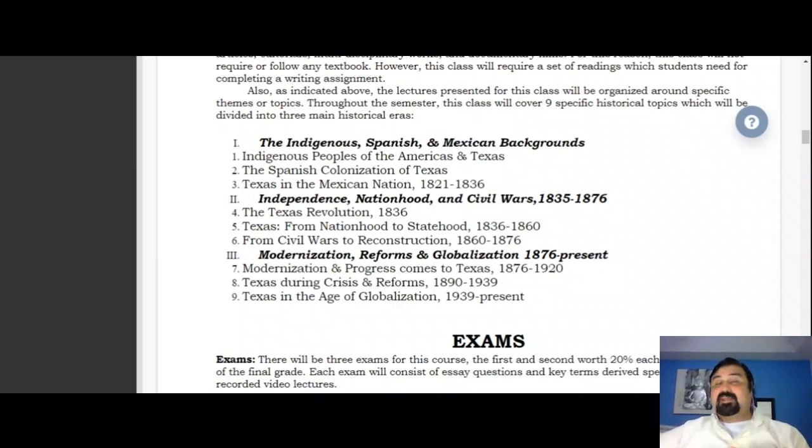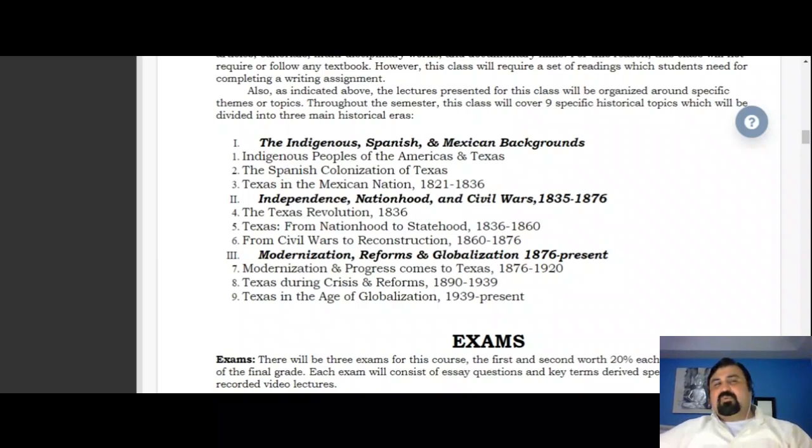There will be 9 historical topics as a whole in the entire semester. Okay? So this is like the index or the table of contents. It's like a book, for example, that has 3 parts. Each part deals with a historical period, and each part has 3 chapters. Okay? So as a whole, there's like 9 chapters. Again, it's a convenient way of looking at this.